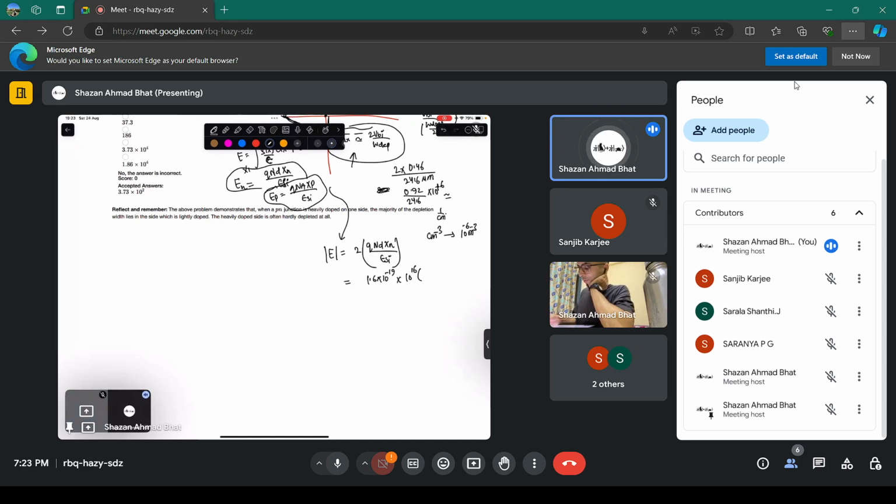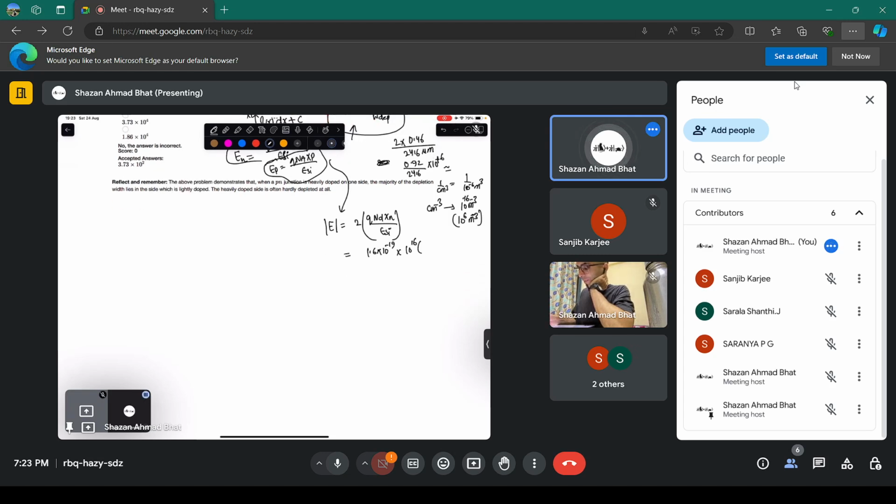Per centimeter cube. So it'll be 10 to the power minus 6 per meter cube. Oh, not that. This will be 10 to the power 6 per meter cube, sorry. 10 to the power 6 per meter cube. And you found this thing, it was 2.46 into 10 to the power minus 9 meters, nanometer.